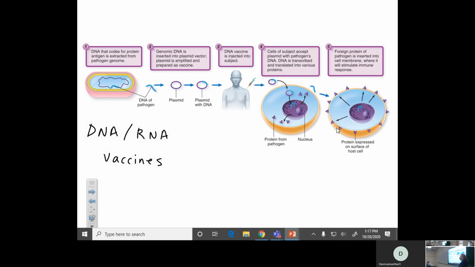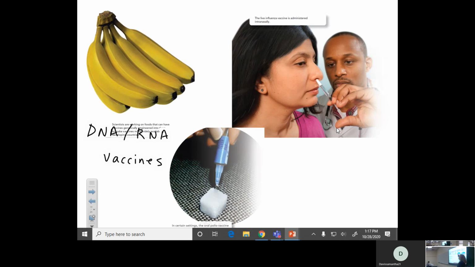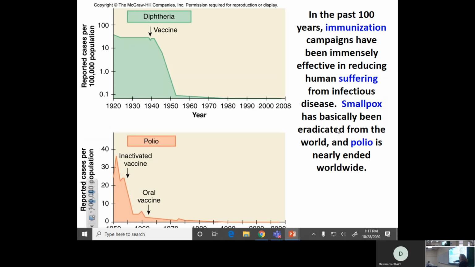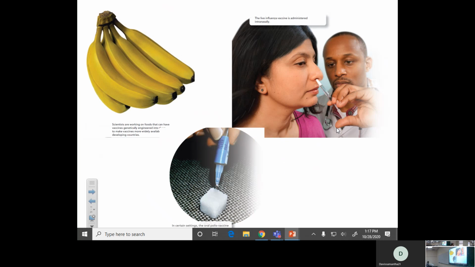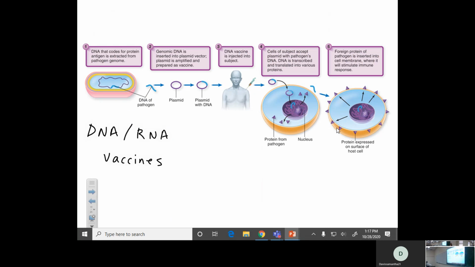Is that kind of the same thing as a subunit though? It's like an alternate path to a subunit. So in this case, you give the person the gene, and the human cells make the antigen, and then build immunity to it. Are you going to need to list these 5 steps? No, because it's too much info.